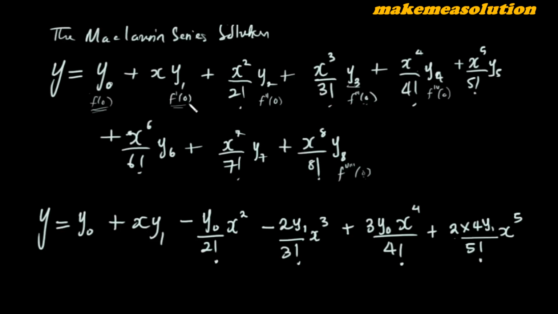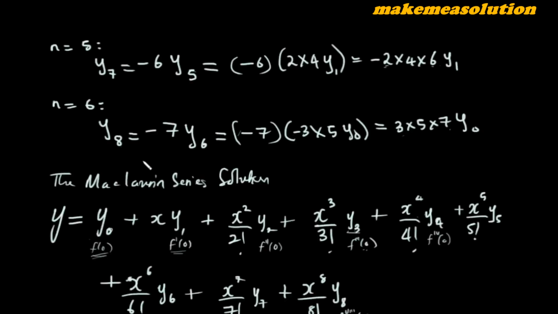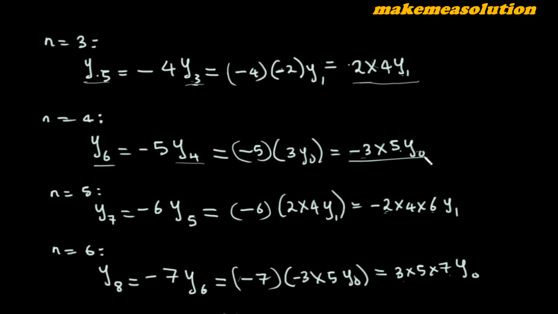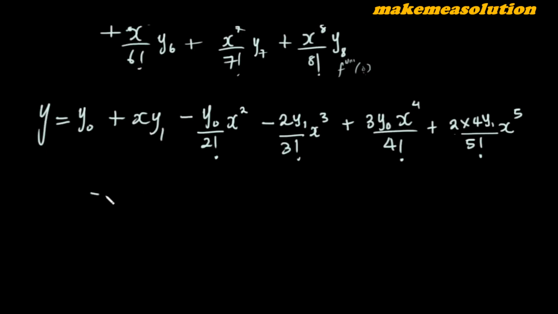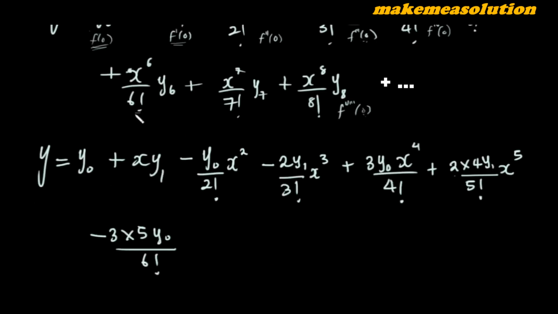Okay, then let's go to the next term. You can see that I'm checking the next term before I write this sign so that I won't be confused. So y6 is what? Negative 3 times 5 y0. So I have negative 3 times 5 y0 all over 6 factorial. The 6 factorial is coming from here.